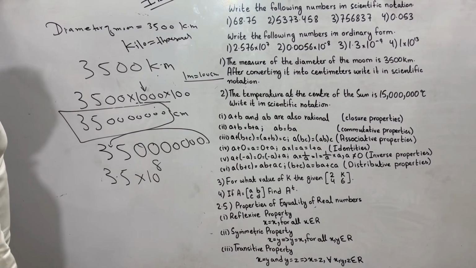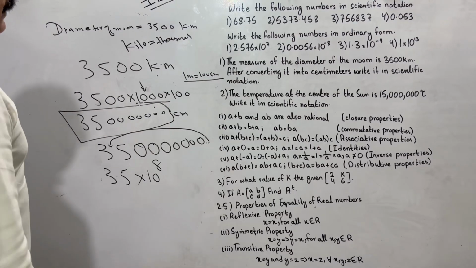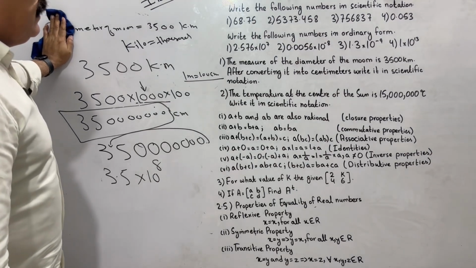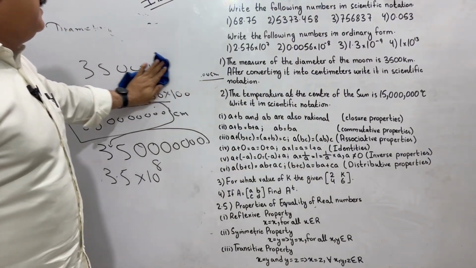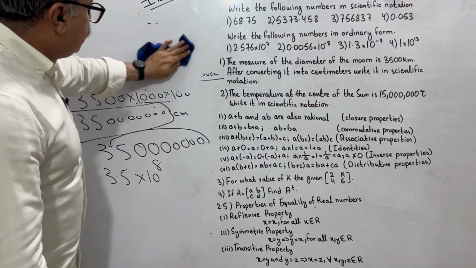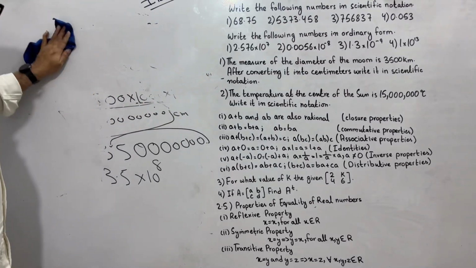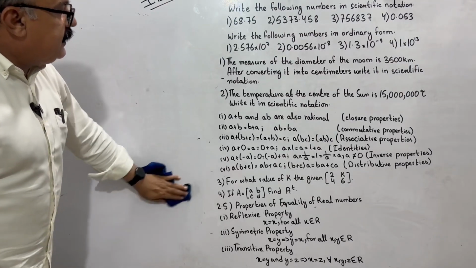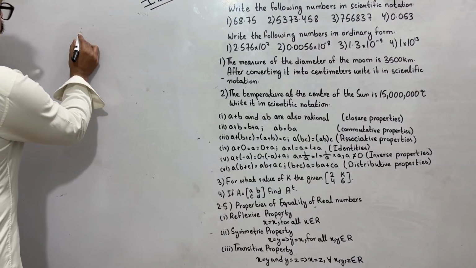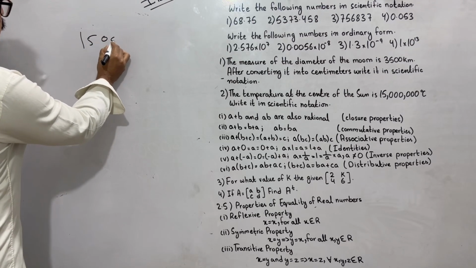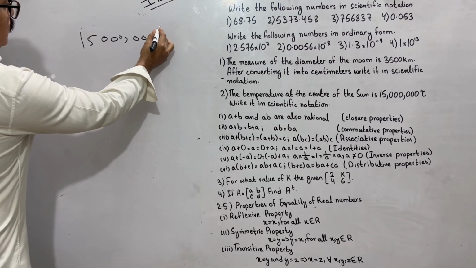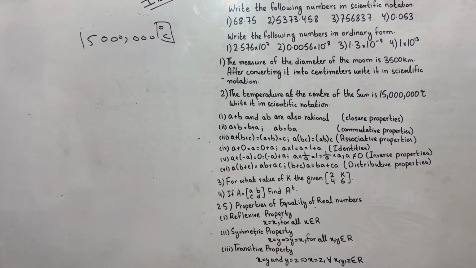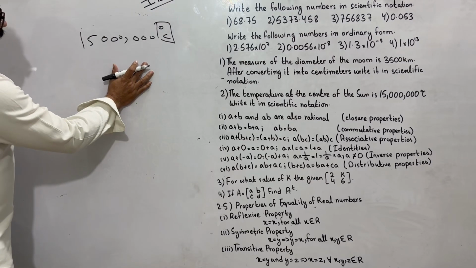The next is the temperature at the center of the sun is 15 with 6 zeros degrees centigrade. Write this in scientific notation. The final question for scientific notation: the temperature near the sun is 15 along with 6 zeros degrees Celsius. That is the temperature of the sun. We have to write it in scientific notation.